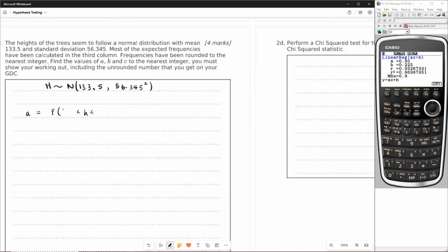Okay, so that's 45 to 75. And we're going to multiply that by 100. That's how we get the expected frequency.